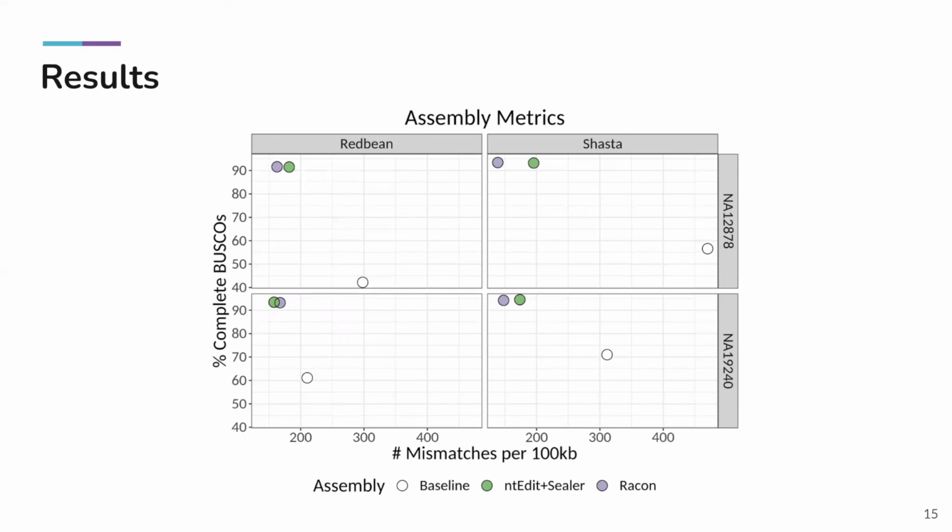ntEdit and Sealer brought all assemblies to near BUSCO completeness, which can be seen on the y-axis. This is an increase of approximately 24 to 50%. The protocol also reduced the number of mismatched bases on the x-axis by up to 58%. So overall, the resulting assemblies from ntEdit and Sealer are highly comparable to those produced by RACON.